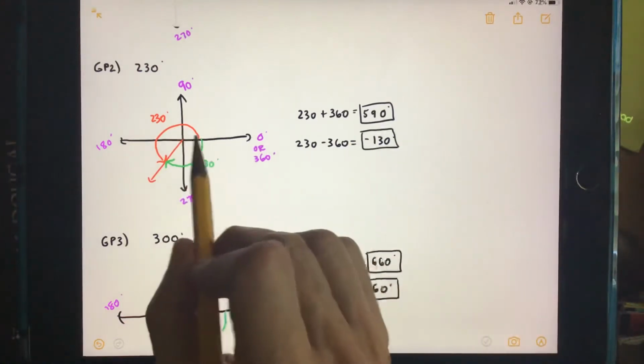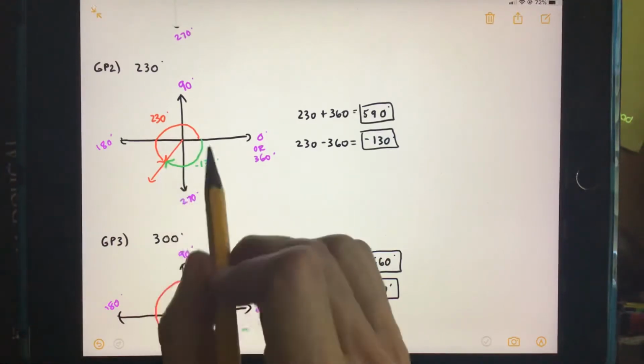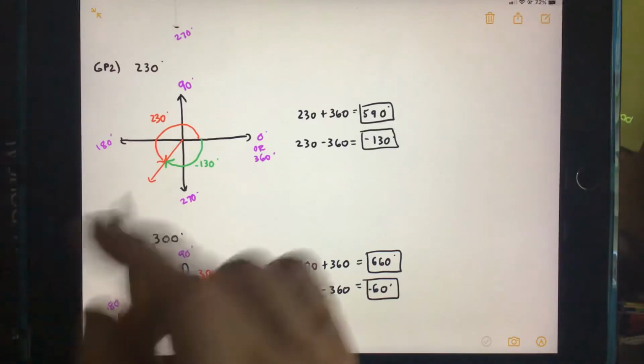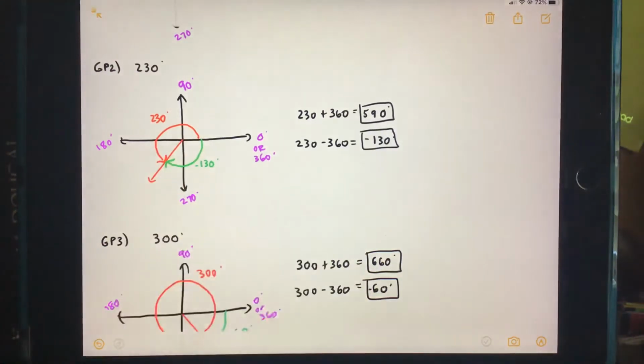Or I could start here at my x-axis and I could open it up by going clockwise, that's the negative direction, and I would stop 130 degrees going in that direction. So 590 degrees, negative 130 degrees, and 230 degrees are all coterminal. They all describe this angle. Open it all the way up and stop here.